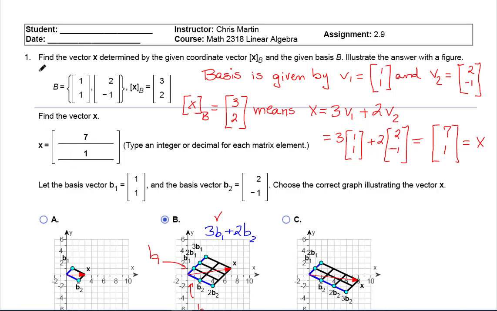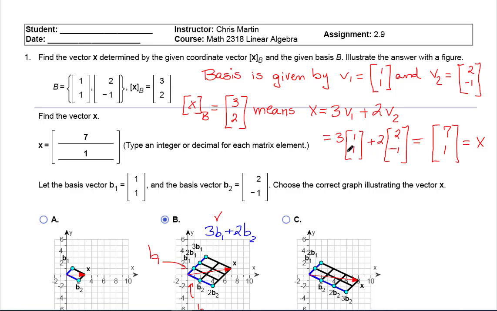So, here in question 1, we are given two vectors. These vectors form a basis. And relative to that basis, vector x is representable as 3, 2. So what does that mean? So here's V1, here's V2. When I say that x relative to basis B is 3, 2, that means that x is 3 times the first basis vector plus 2 times the second basis vector.